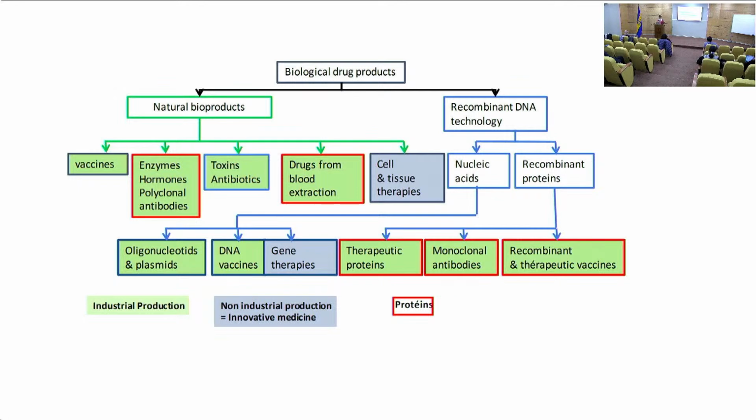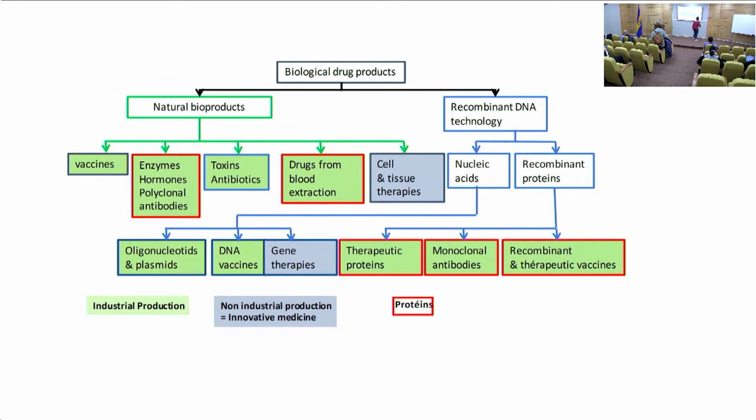So just to remind you, here is the overview of all the biological products that could be tested. On the left you have the natural products. That could be a vaccine, a hormone, a polyclonal antibody, an extract from a plant or whatever. The drug and all the cell and tissue therapy that can be used.